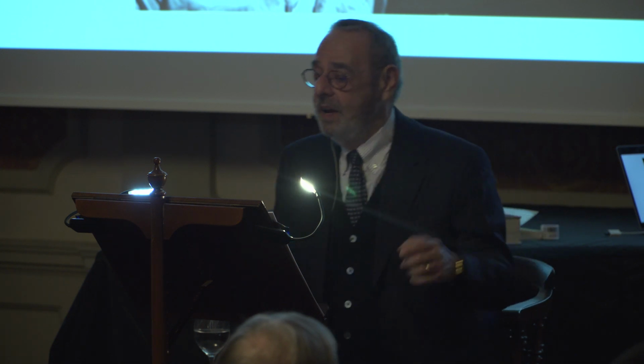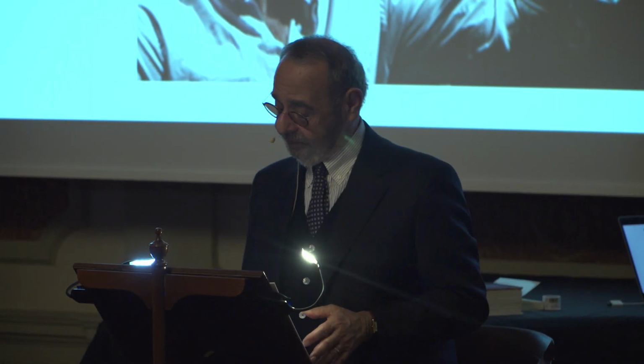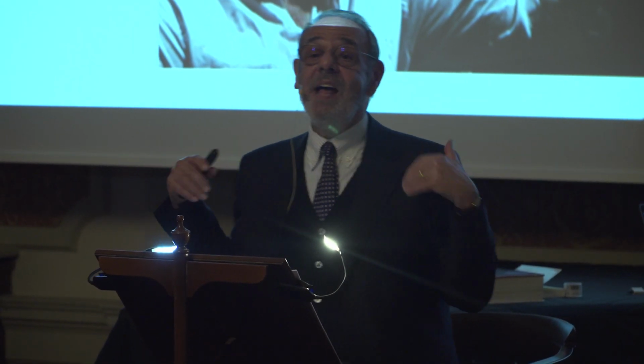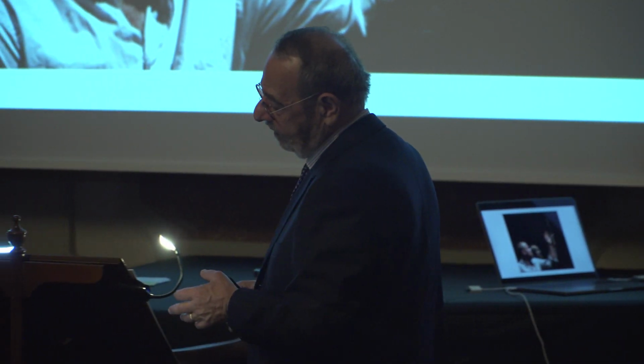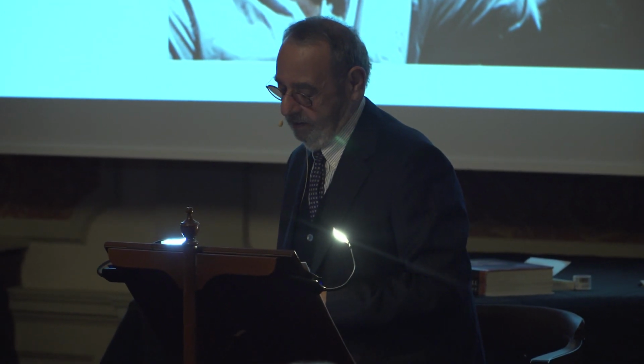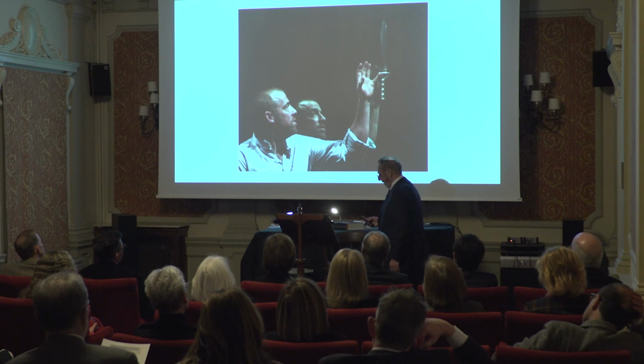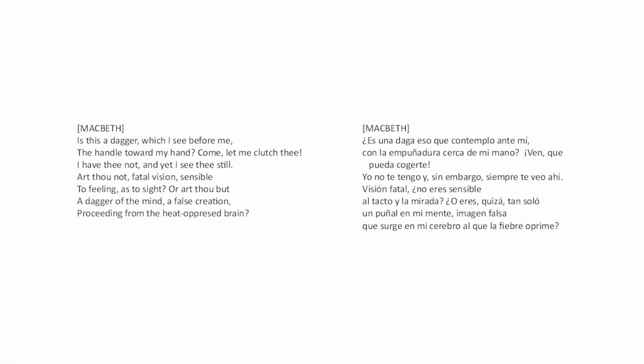Now, as he waits for the signal from Lady Macbeth to kill Duncan, he too imagines things that are not there. And he has this phenomenal soliloquy in which he sees a dagger. "Is this a dagger which I see before me, the handle toward my hand? Come, let me clutch thee. I have thee not, and yet I see thee still. Art thou not, fatal vision, sensible to feeling as to sight? Or art thou but a dagger of the mind, a false creation proceeding from the heat-oppressed brain?"